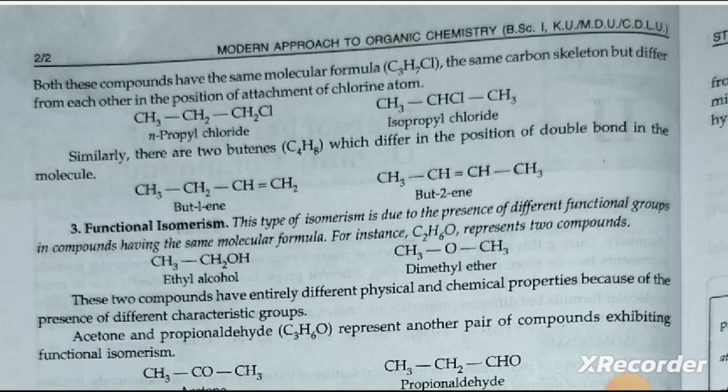n-propyl chloride, isopropyl chloride. Similarly, there are two butenes C4H8 which differ in the position of the double bond in the molecule: but-1-ene, but-2-ene. Third, functional isomerism. This type of isomerism is due to the presence of different functional groups in compounds having the same molecular formula. For instance, C2H6O represents two compounds, ethyl alcohol and dimethyl ether. These two compounds have entirely different physical and chemical properties because of the presence of different characteristic groups. Acetone and propionaldehyde, C3H6O, represent another pair of compounds exhibiting functional isomerism.